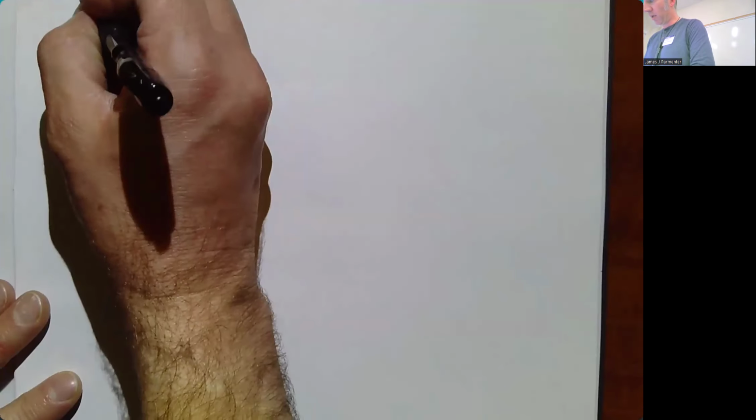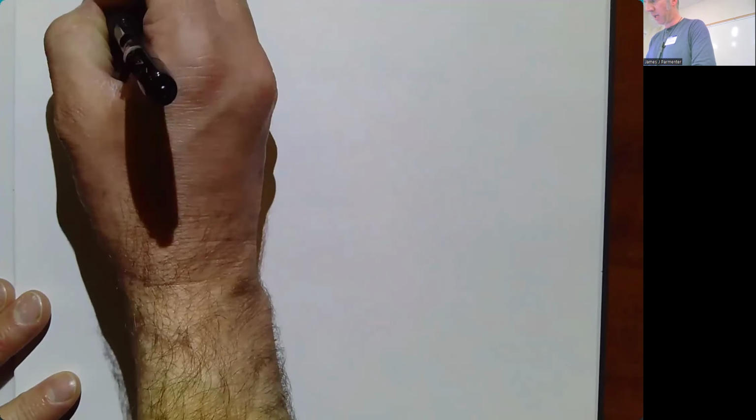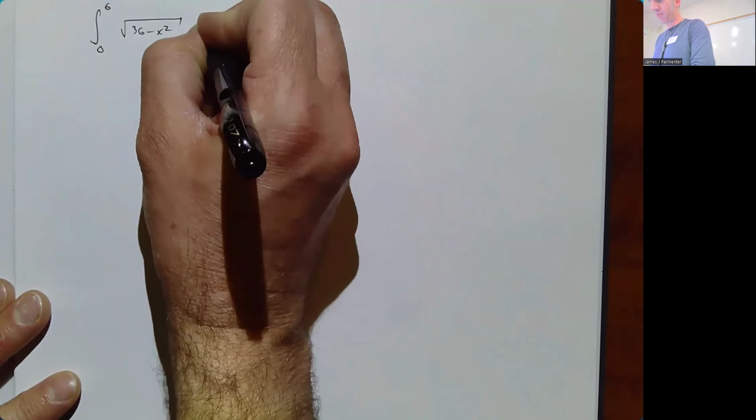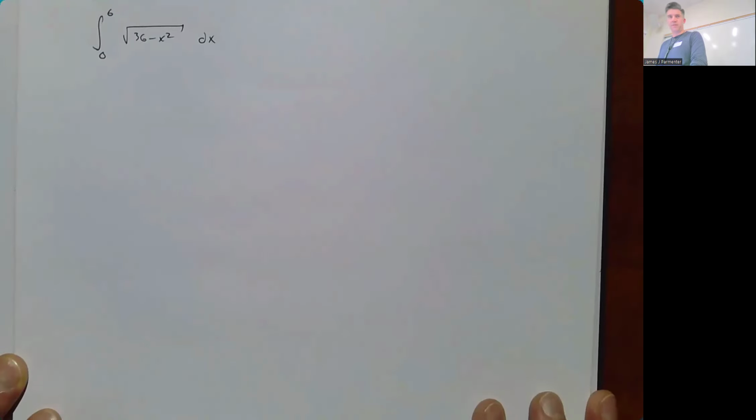So eventually we'd like to be able to find area under a curve without just having to use this limit definition of the integral to find the area. So we might start asking questions like, what's the integral from 0 to 6 of the square root of 36 minus x squared, which you can barely see.